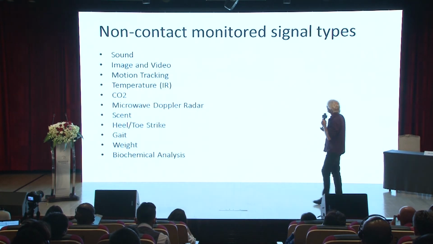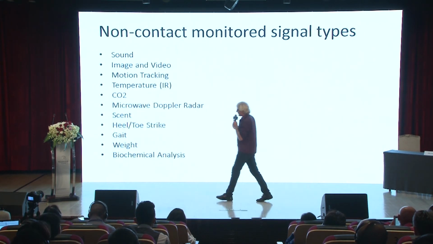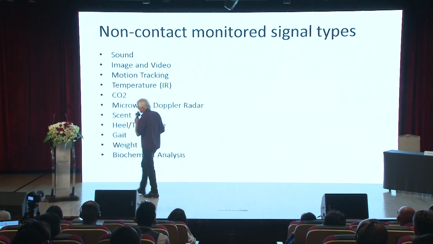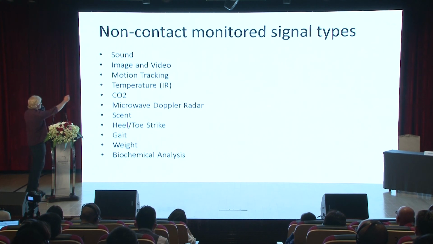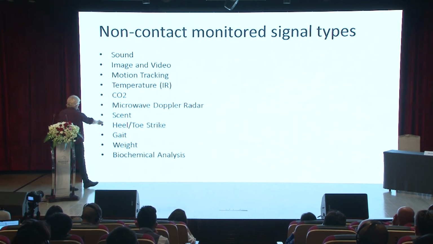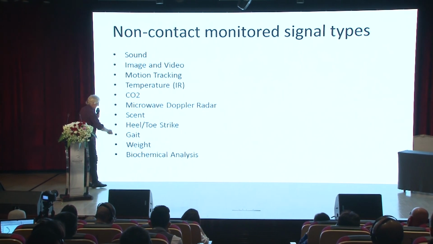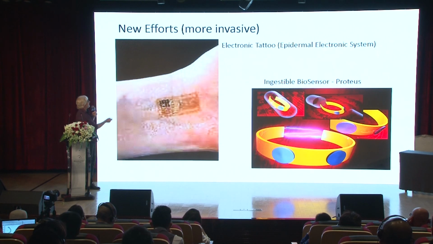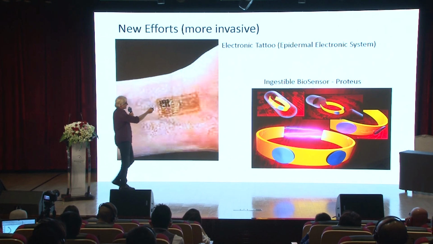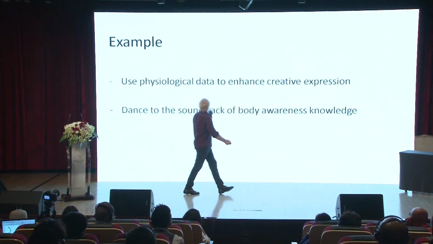And these are the kinds of fully non-contact measurements you could do. In addition to the Doppler radar and imaging, you could look at CO2 levels, scent in the room, heel-toe strikes, gait, weight, and certain kinds of biochemical analysis. And then really new work, like electronic tattoos, which I imagine we'll start seeing more of, or ingestible biosensors.